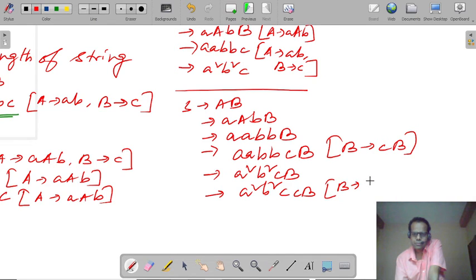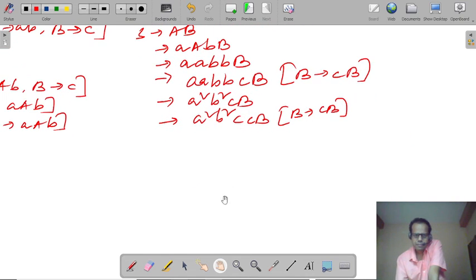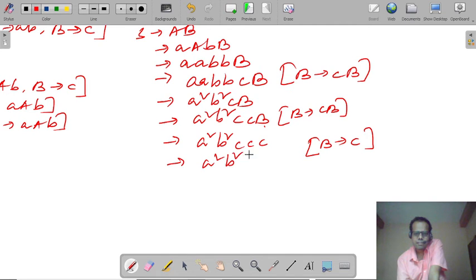B is implied to CB. So now we are getting A square B square. This B is supposed to be reduced by C. So C, C, C. So this will be A square B square C cube.